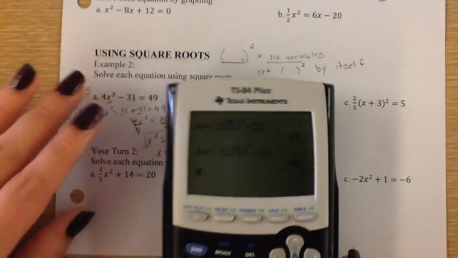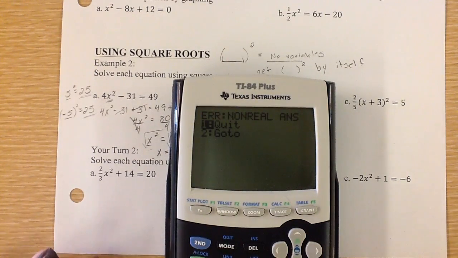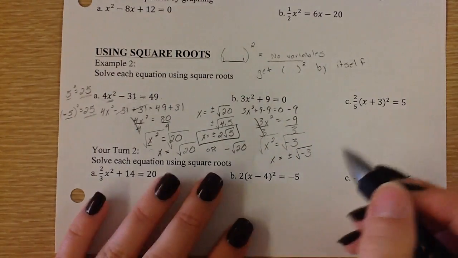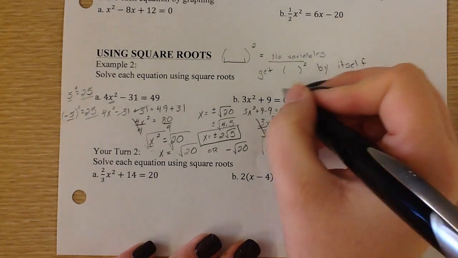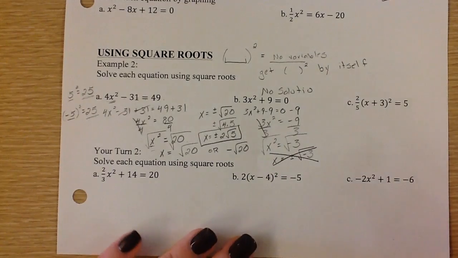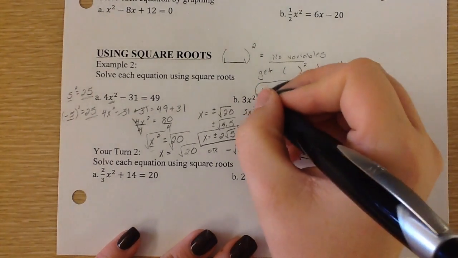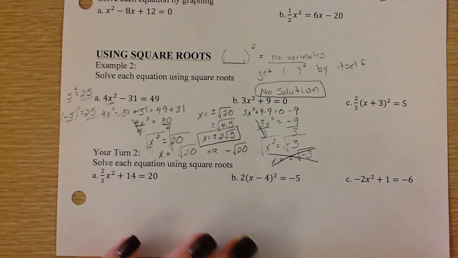And if you try the square root of negative 3 in your calculator, you get this: Error, non-real answer. So you actually cannot take the square root of a negative. So this thing, in fact, has no solution. No solution, because you cannot take the square root of a negative number.